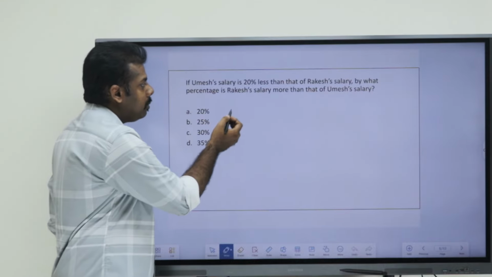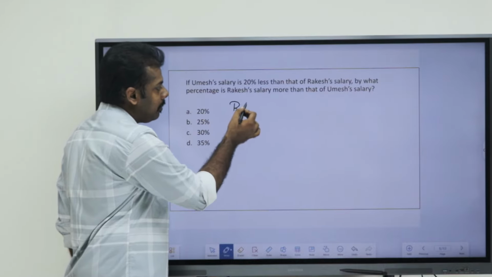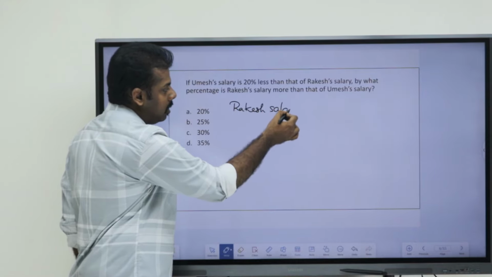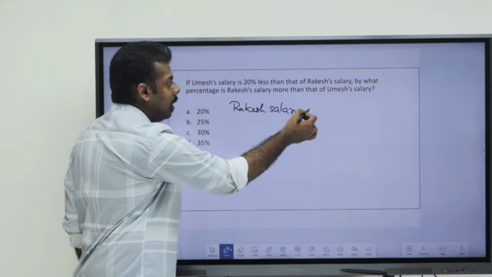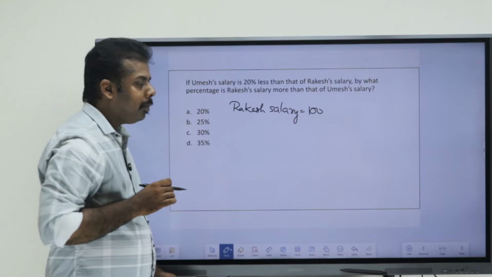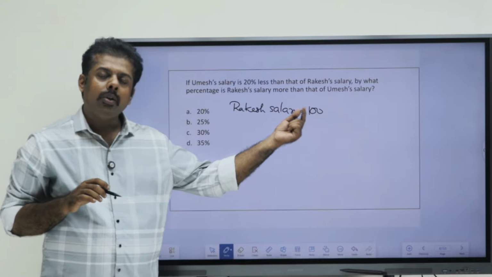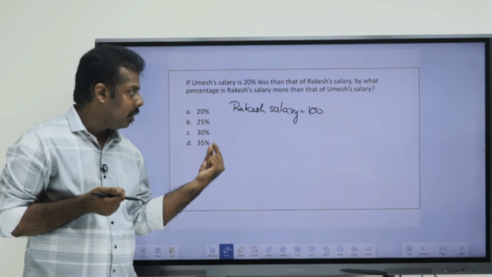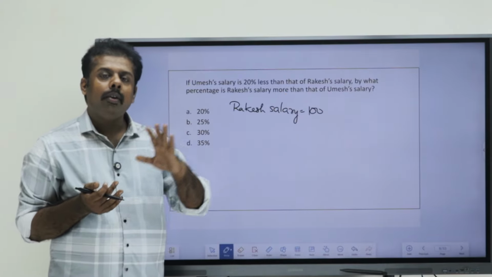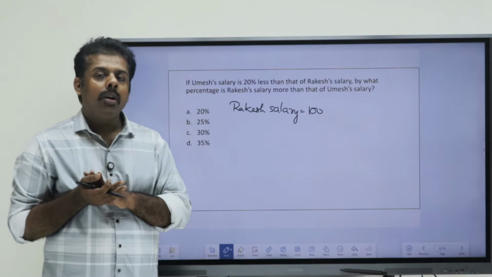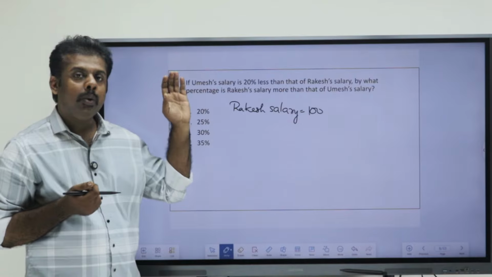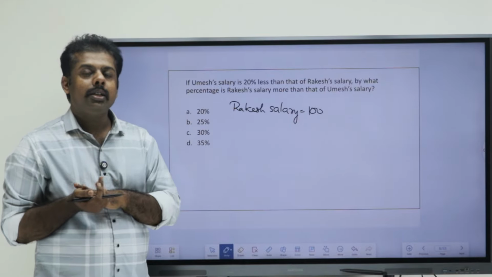Okay. So the first step is that we are assuming Rakesh's salary as 100. You can take any value. Why are we taking 100? Because from 100, finding the percentage is a bit easier. So we are going to mark the value of Rakesh's salary as 100. Now Umesh's salary, what they have told, is 20% less than Rakesh's salary.